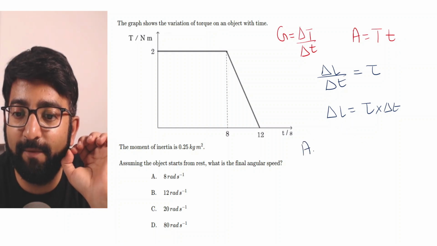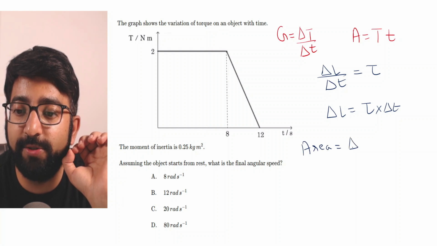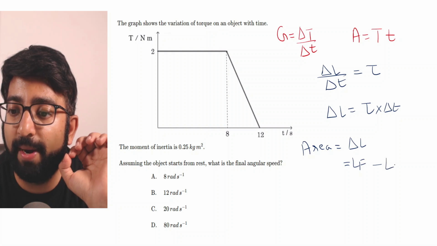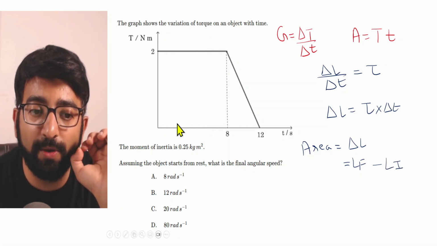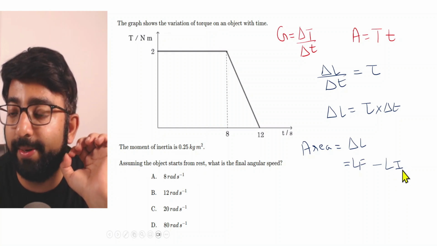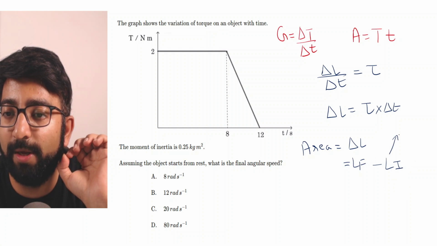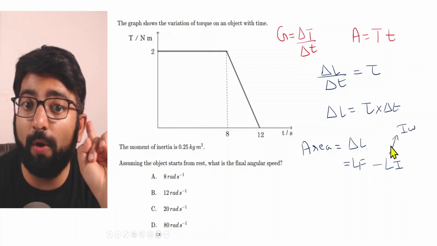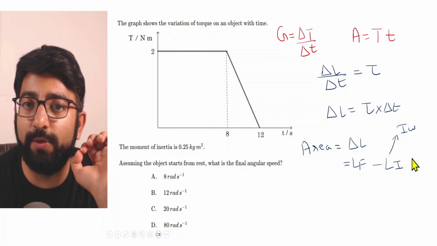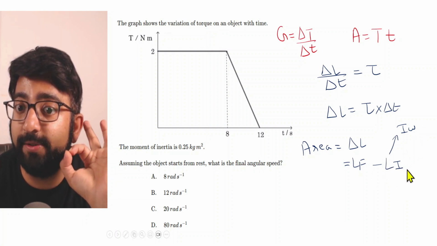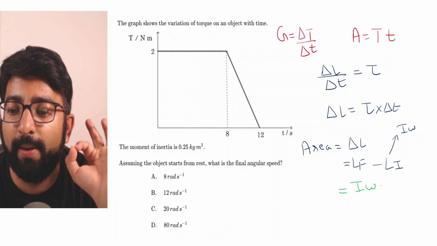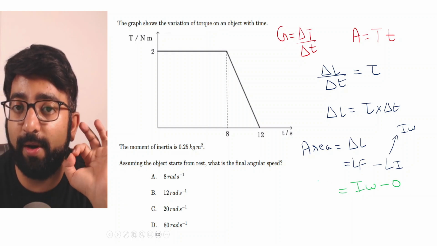So let me write, area for this graph will give us change in angular momentum, and change in angular momentum will be final angular momentum minus initial angular momentum. In the question they have mentioned the object starts from rest. So initial angular momentum will be 0 because angular momentum is nothing but I omega. If the object is at rest, omega will be 0. Hence, L initial will be equal to 0. So instead of L initial, we'll write 0. For L final, let's write down the formula I omega. So I omega minus 0, that is equal to the area under the graph.